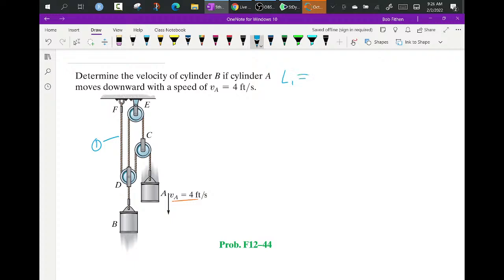So datums. Well, this spot right here moves. That spot right here moves. The only thing I can see that might be a good datum location is right here. I don't see any other pulley.